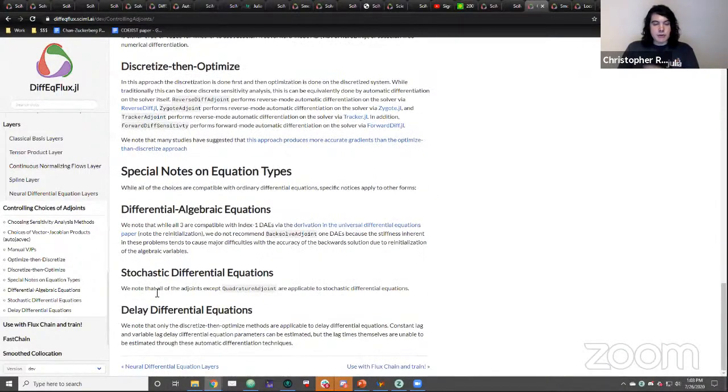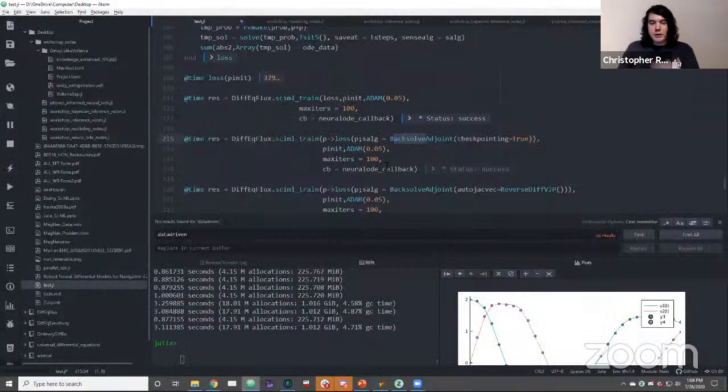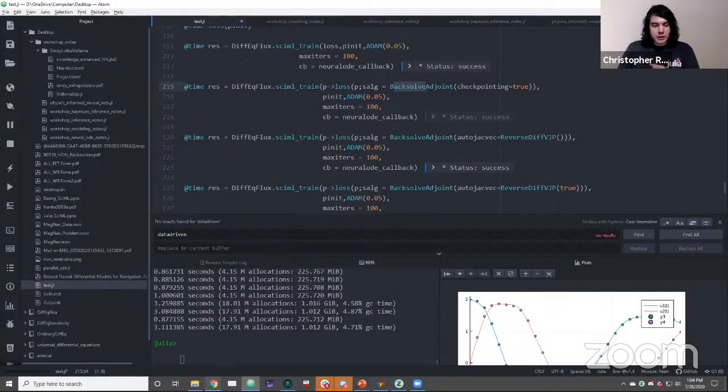And so we also have these available now for stochastic differential equations. So you can utilize anything except quadrature adjoint for those. So you can use forward mode automatic differentiation, reverse mode automatic differentiation, forward sensitivity analysis, and adjoint calculations, except for quadrature adjoint. So the backsolve form and the interpolating adjoint form do exist for that.